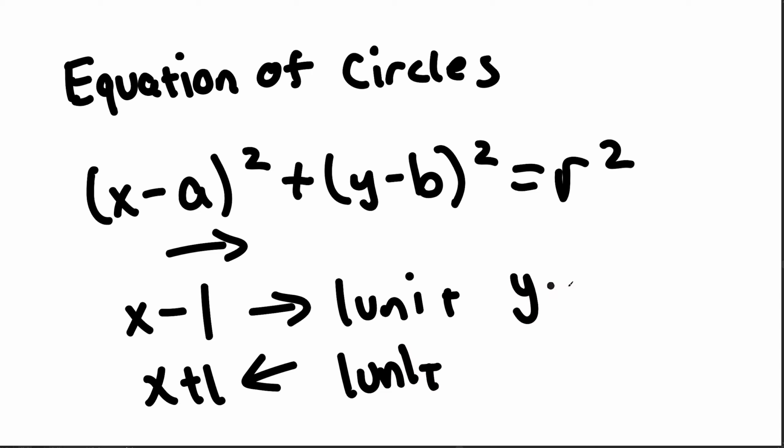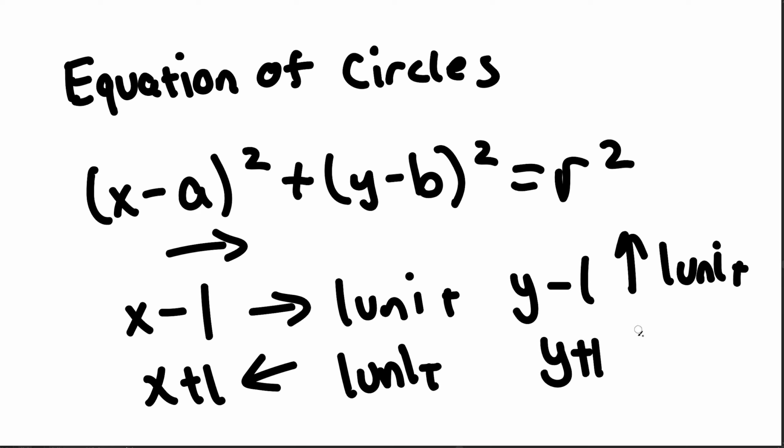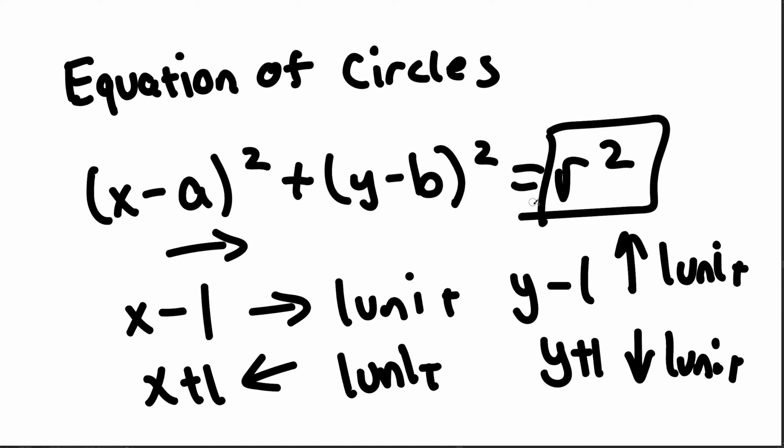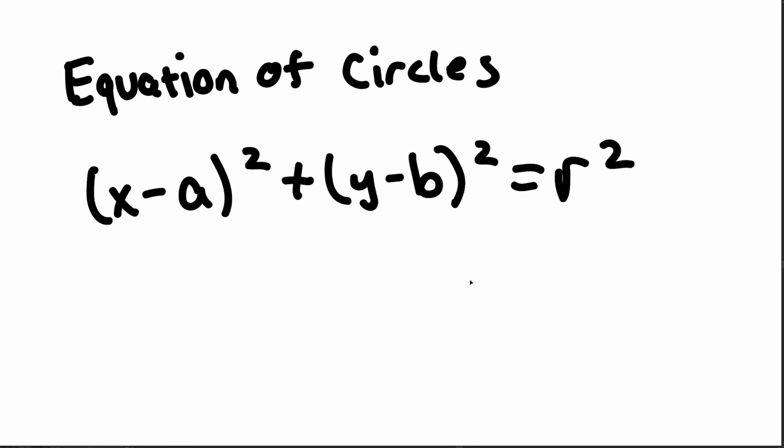And then let's do the same thing for y. Y minus 1 is going to be shift up, 1 unit. And y plus 1 is going to be shift down 1 unit. Alright. And also remember this r squared. A lot of people, when they solve for the radius, forget to square root it in order to actually get the value of the radius. So be careful of that.